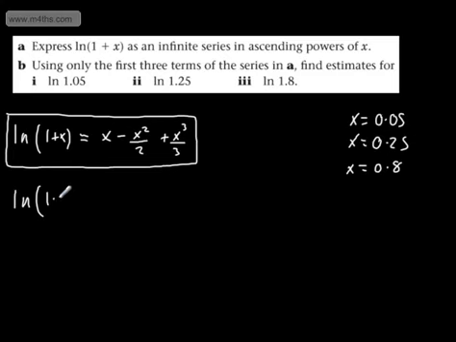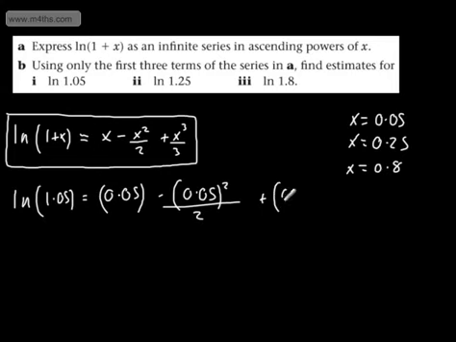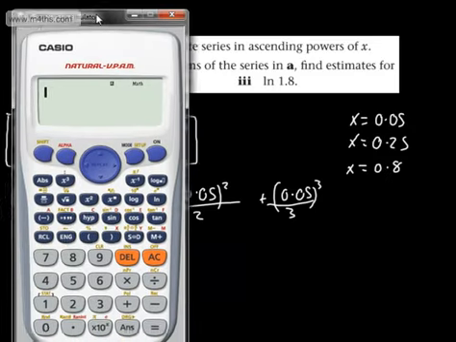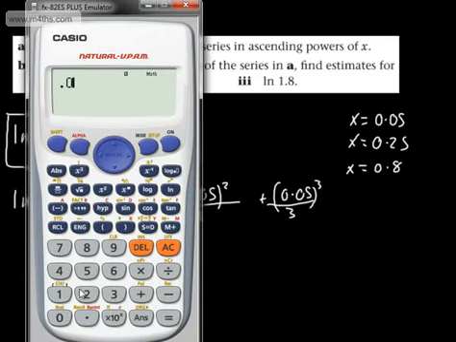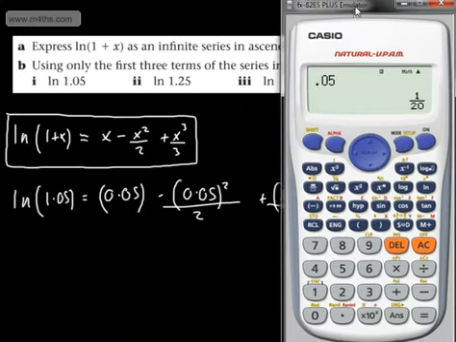of 1.05 will be equal to 0.05. Then we're going to have minus 0.05 squared over 2, and then we're going to have plus 0.05 cubed over 3. And all we're doing is subbing this in. So in my calculator, what I'll do is just put in my first. So we take this and I'll put this in as my answer. So that's now stored in as the answer.